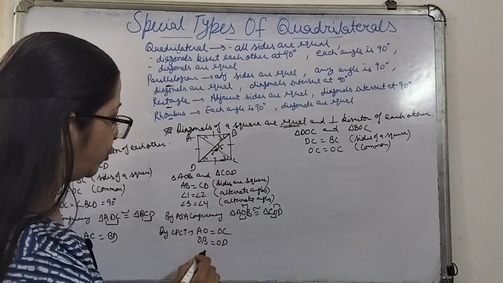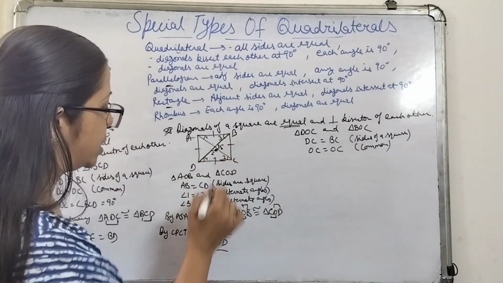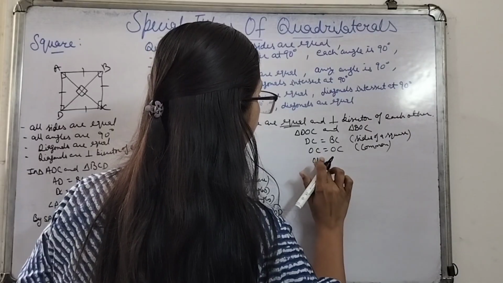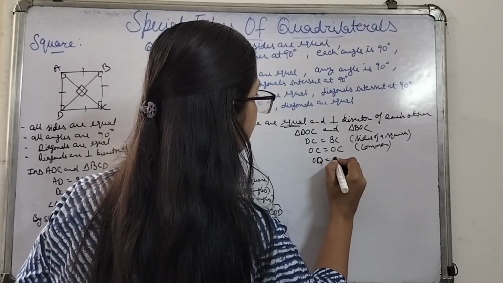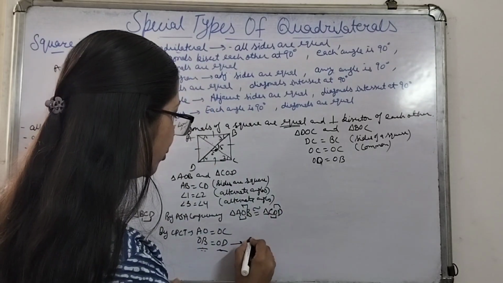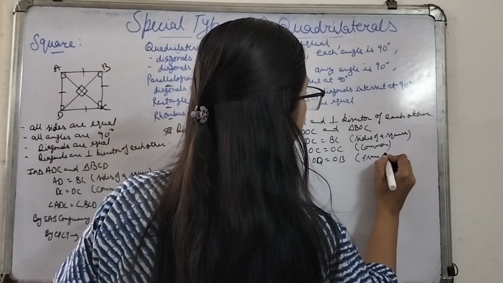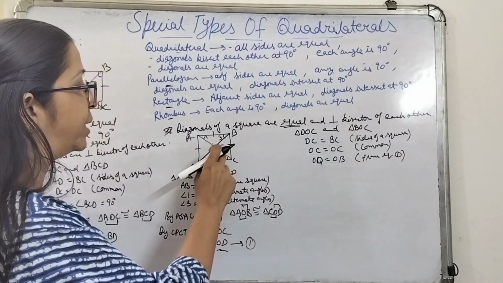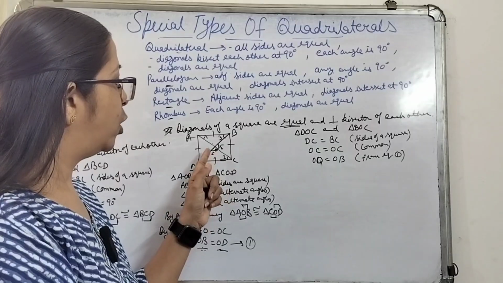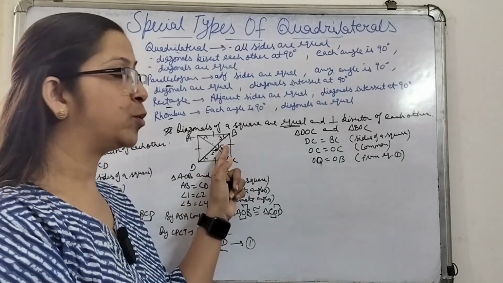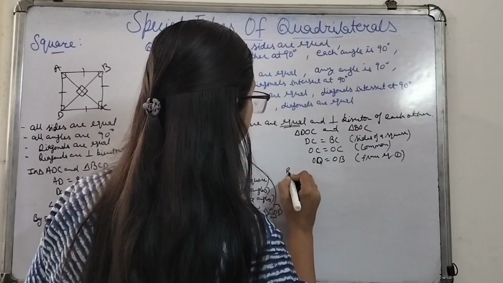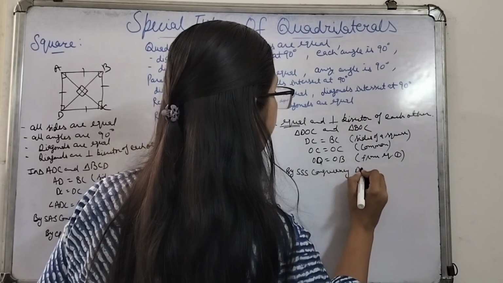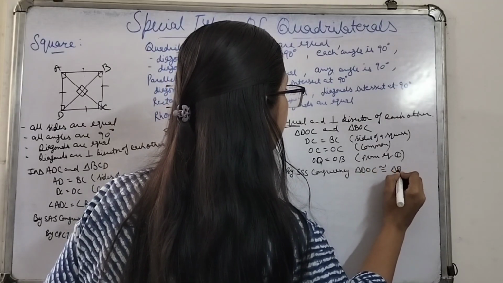Along with that, just now we have proved that OB is equivalent to OD. In this triangle OD is there and in this triangle OB is there. If this is our equation number 1, so from equation number 1 we can say that OB is equivalent to OD. So we can say that by SSS congruency, all the three sides of this triangle are equivalent to all the three corresponding sides of another triangle. So by SSS congruency, triangle DOC will be congruent to triangle BOC.